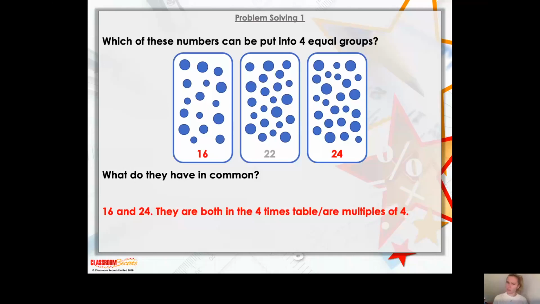So it's not a multiple of 4. And therefore it cannot be put into 4 equal groups. As we found out, we had 6 in 2 and 5 in the other 2. Okay, let's look at the next question.